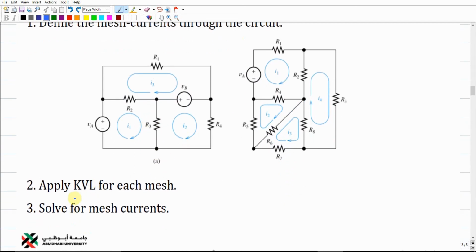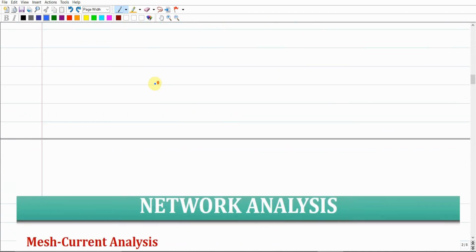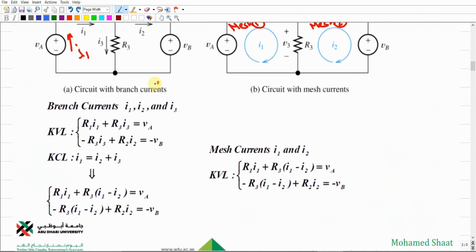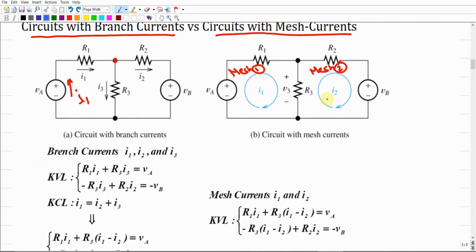Then you are going to apply the Kirchhoff voltage law for each mesh. You're just gonna write the Kirchhoff voltage law for each one of these meshes, and I'm gonna explain to you over this example how we can do it. For example, here we identify two meshes, like this mesh 1 and this mesh 2. So if I ask you to write the Kirchhoff voltage law for mesh 1, let us just work over mesh 1.